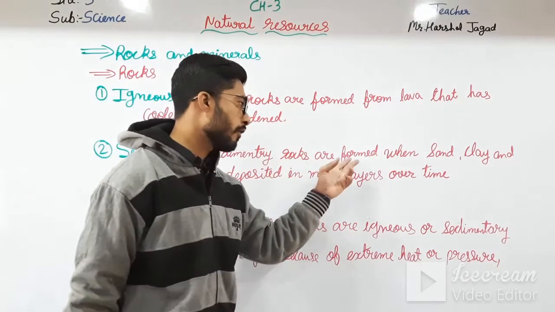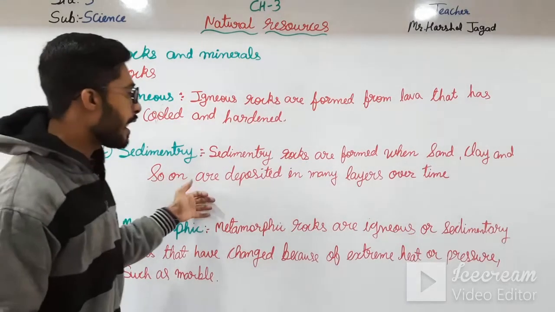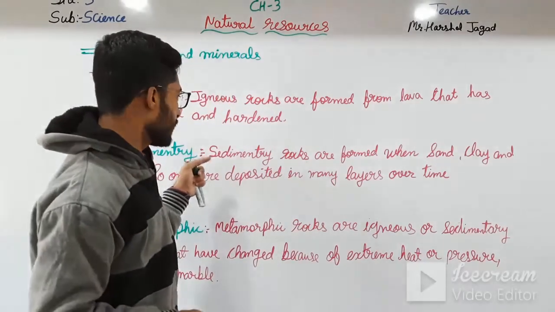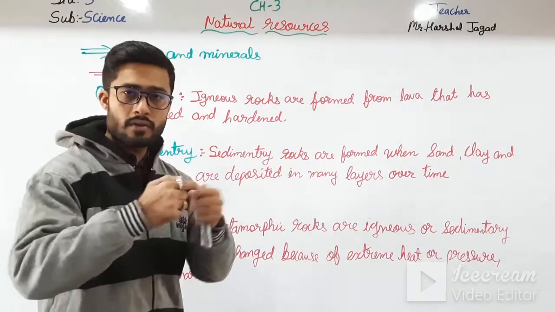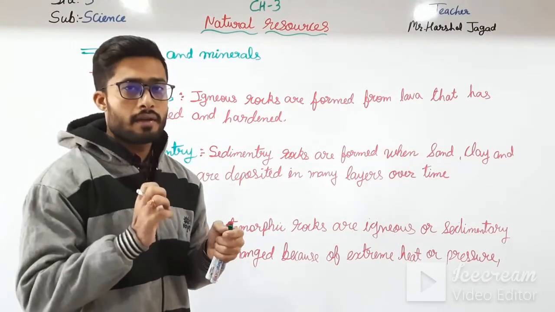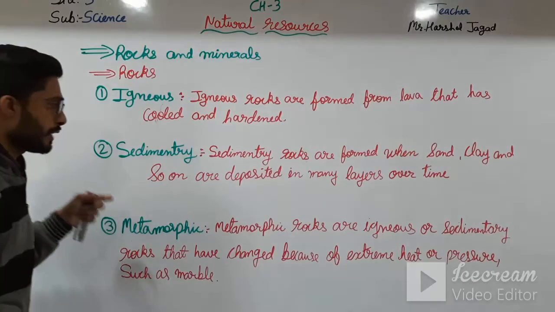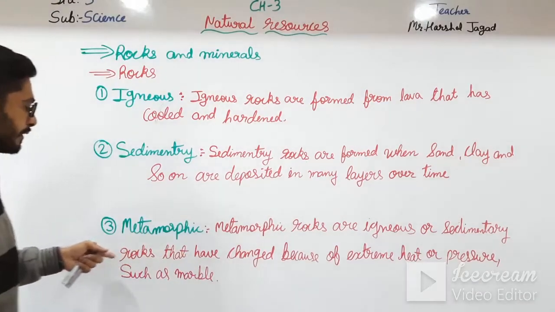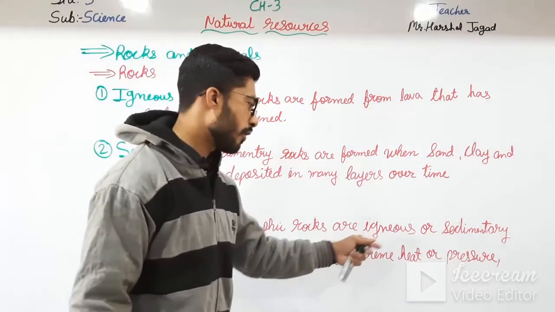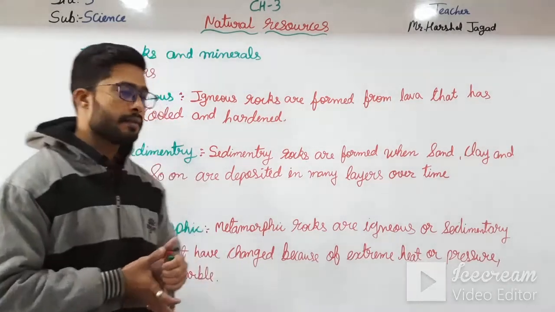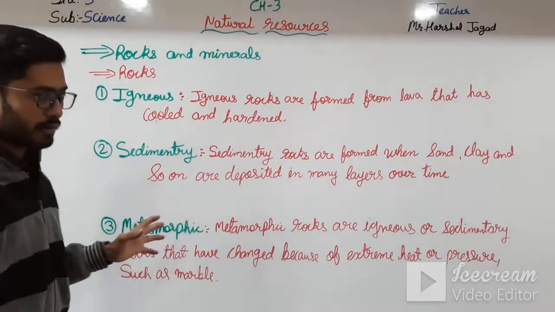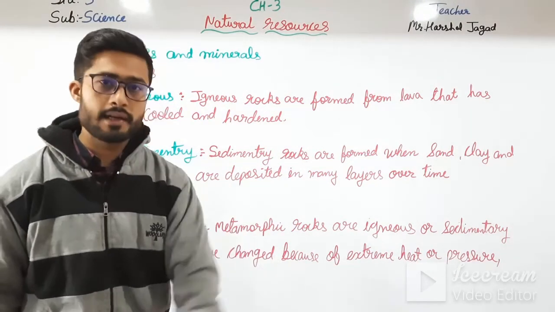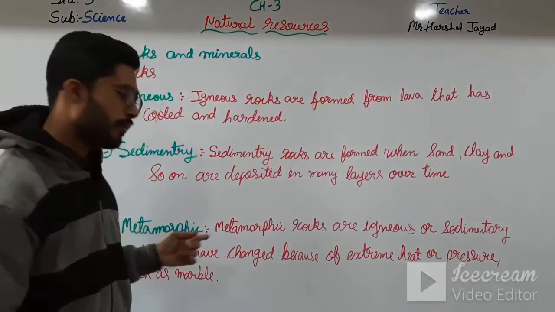Then sedimentary rocks are formed when sand, clay, and so on are deposited in many layers over time. It means layer by layer, the sand, rocks and clay are there in that rock. So they form a rock that is known as sedimentary rock. And then metamorphic rocks are igneous or sedimentary rocks that have changed because of extreme heat or pressure, such as marble. We have seen marble in some temples, on the floor. So this rock is metamorphic rock.